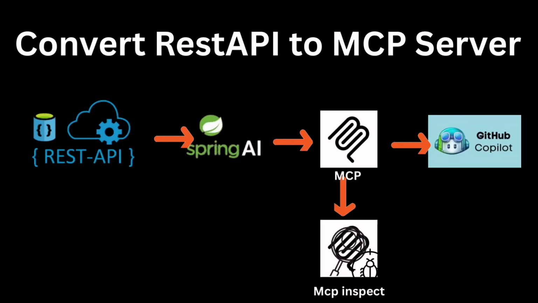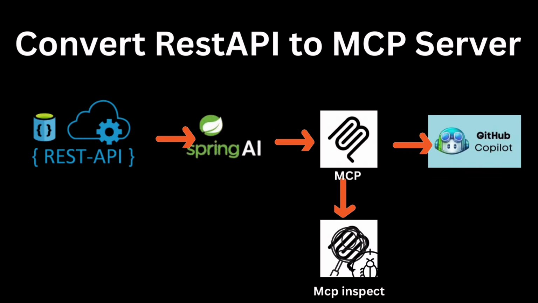Hello everyone. In today's video, we will explore how to convert a traditional REST API into a powerful MCP server using Spring AI. We start with creating a simple REST API, then transform that into an MCP compliant server with just a few tweaks using Spring AI.